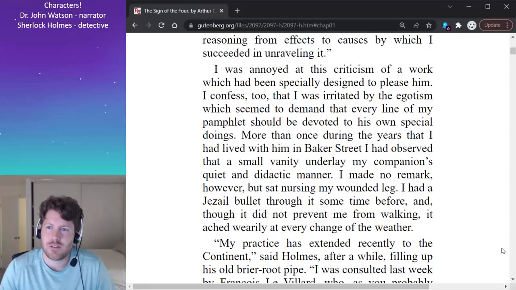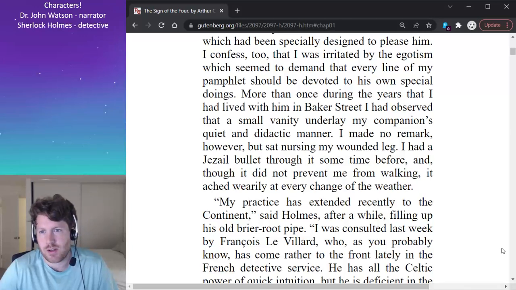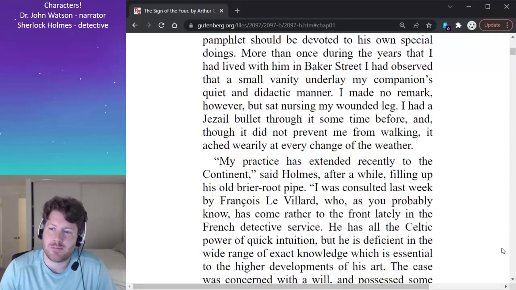I was annoyed at this criticism of a work which had been specially designed to please him. I confess, too, that I was irritated by the egotism which seemed to demand that every line of my pamphlet should be devoted to his own special doings. More than once during the years that I had lived with him in Baker Street, I had observed that a small vanity underlay my companion's quiet and didactic manner. I made no remark, however, but sat nursing my wounded leg. I had a Jezail bullet through it some time before, and though it did not prevent me from walking, it ached wearily at every change of the weather.